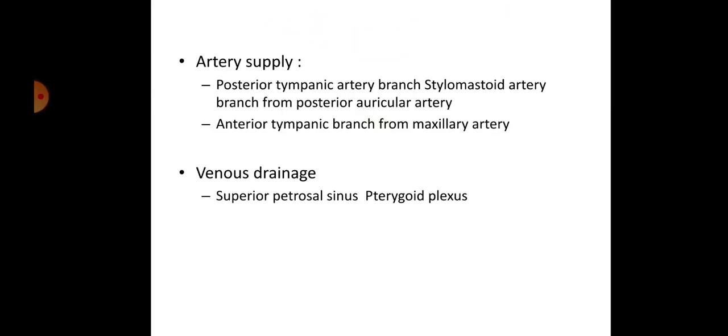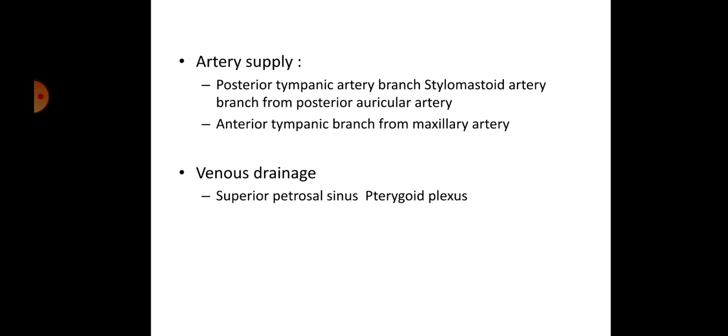Next we are going to discuss the artery supply. There are two main arteries present in the middle ear and supplying it: the posterior tympanic artery and the anterior tympanic artery. The posterior tympanic artery is a branch of the stylomastoid artery. The stylomastoid artery is a branch of the posterior auricular artery, and the posterior auricular artery is from the external carotid artery. And the anterior tympanic artery is a branch of the maxillary artery. The maxillary artery is also a branch of the external carotid artery. It means external carotid artery branches are supplying the tympanic cavity, or middle ear.